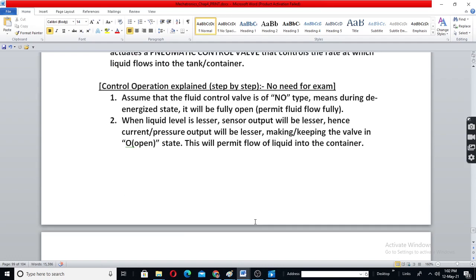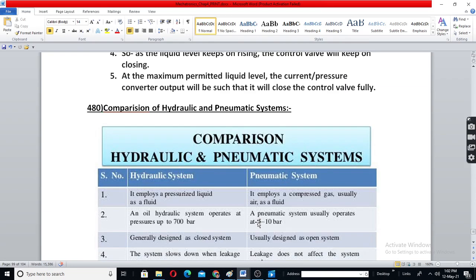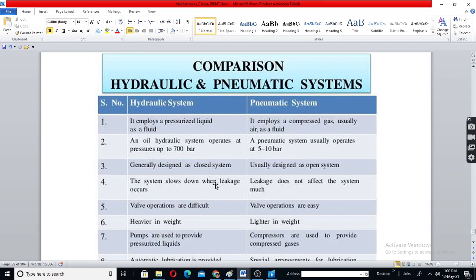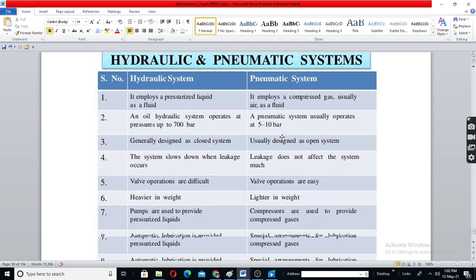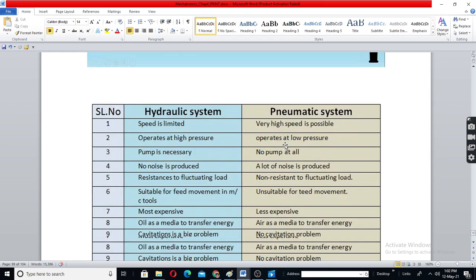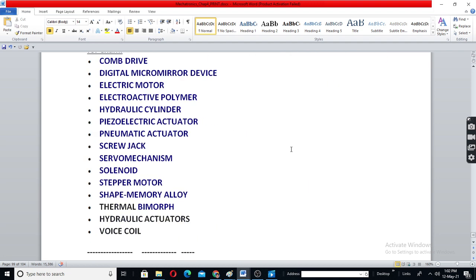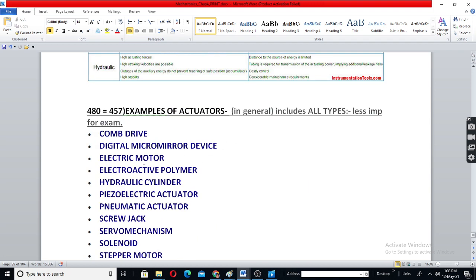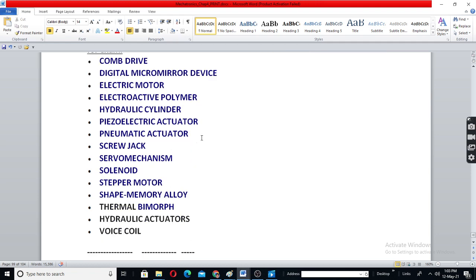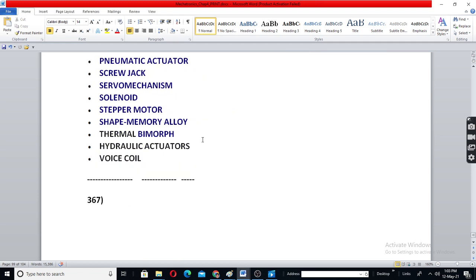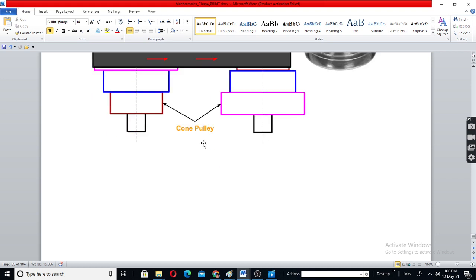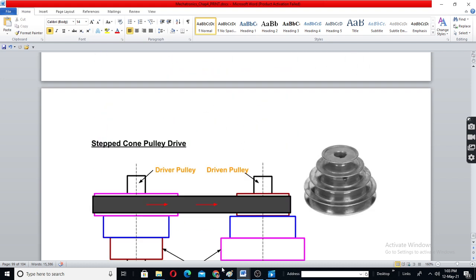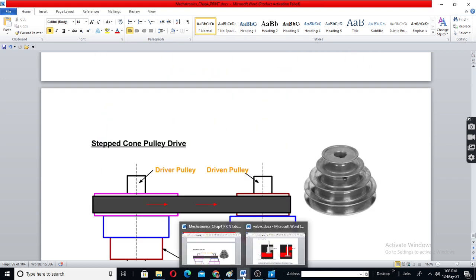Okay, next is the comparison of hydraulic and pneumatic systems. You can read it yourself. Regarding some of the actuators, all types are given here. Okay, this completes the fourth chapter.